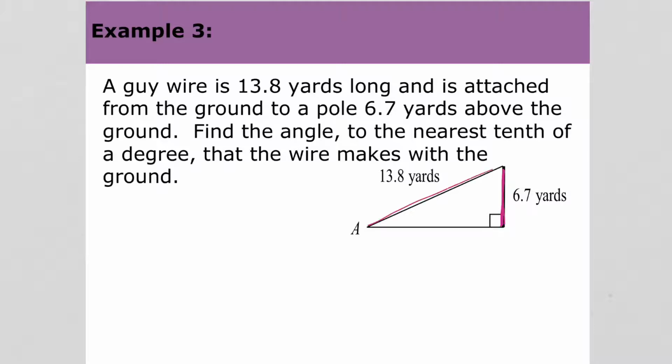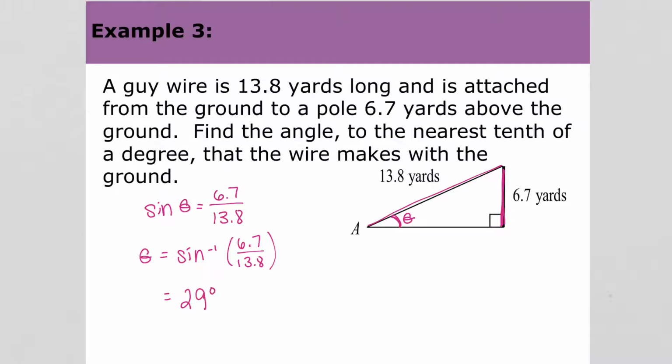So here's our guy wire. We want to find the angle it makes with the ground right here. We'll call that theta. According to theta, we've got opposite over hypotenuse. That means we're going to use sine. So use your inverse sine in your calculator and just put that in. And we get that theta is approximately 29 degrees.